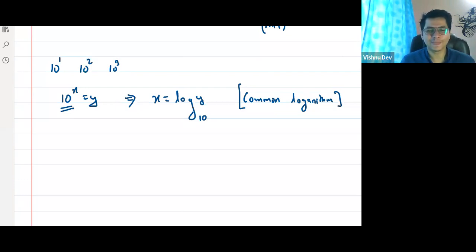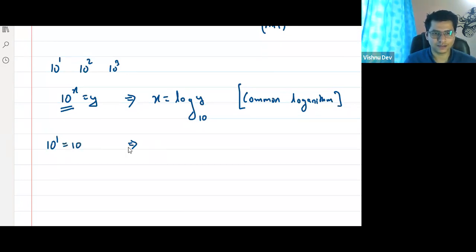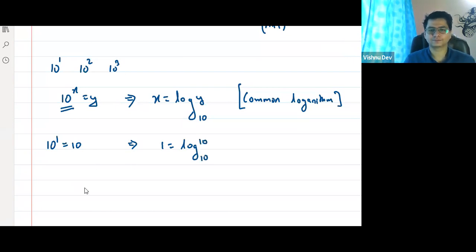Now see this, I'll give you more insight. What is 10 to the power 1? If I convert this into log, 10 power 1 is equal to 10, so 1 is equal to log 10 base 10. Think about it.